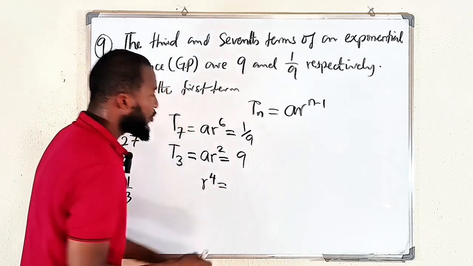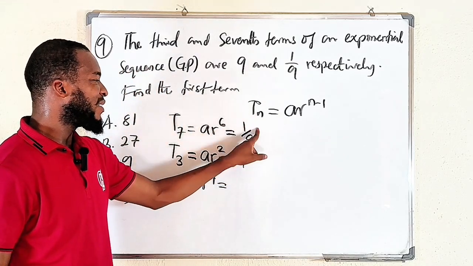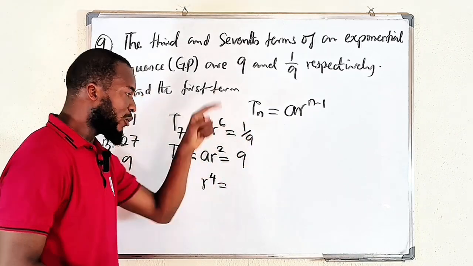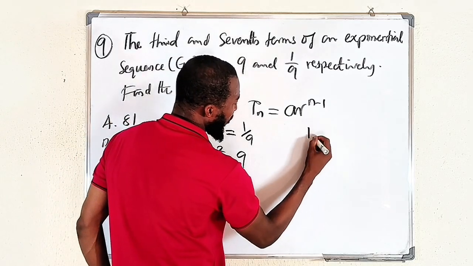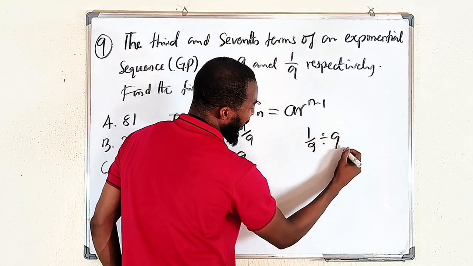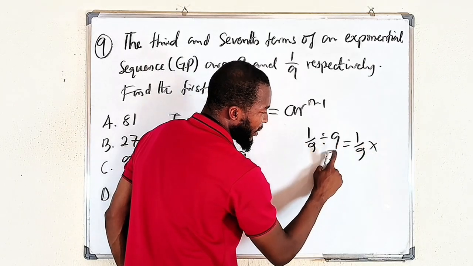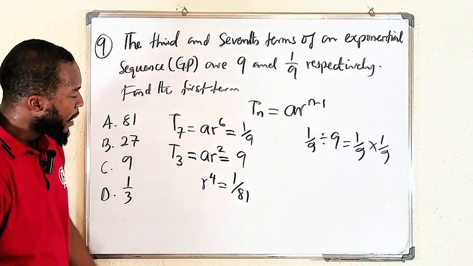And this is equal to 1 over 9 divided by 9, which is simply the same thing as 1 over 9 multiplied by 1 over 9. That is 1 over 81. This is what I mean: if I have 1 over 9 divided by 9, change this to multiplication and take the reciprocal of this. That will give you 1 over 81.